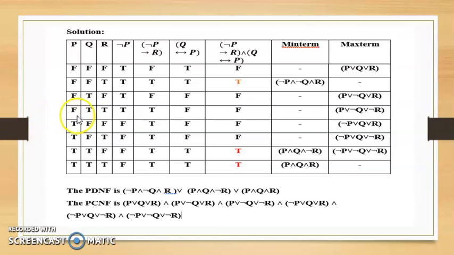Next one here, false, true, true. That means P or not Q or not R. So here we have written. Then false, this is a true, no? So not P or Q or R. So we have written that. Next one, false, not P or Q or not R. So we have written this.